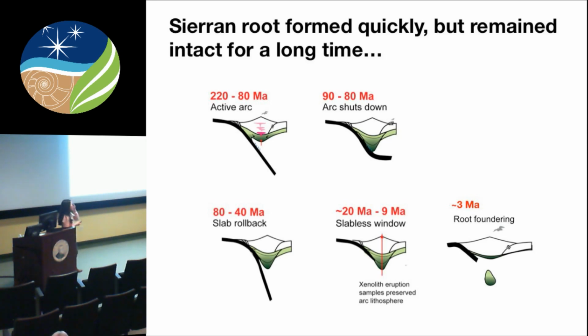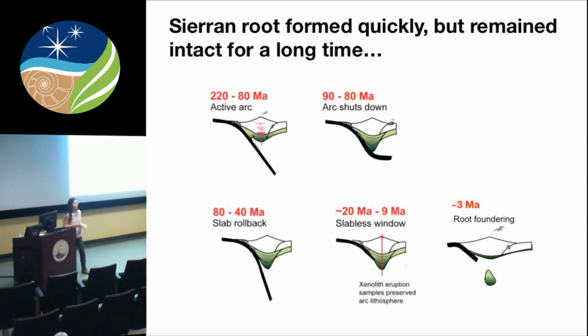Okay, so in the last few minutes, I just wanted to wrap it up in terms of what the big picture is for this Arctic lithosphere beneath the western U.S. So the root beneath the Sierras formed quickly, and that makes sense with these rapid pulses of magmatism. You need to form a root just as quickly. But somehow it remained intact for a long time.